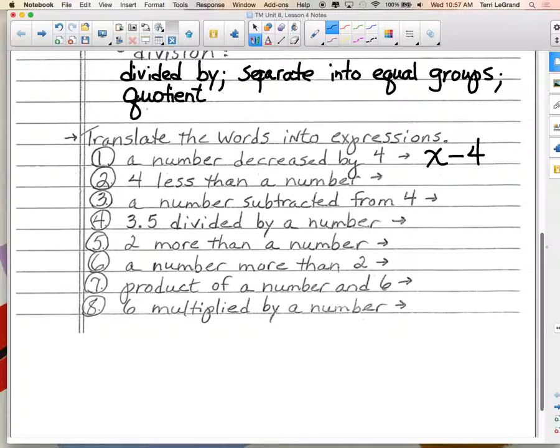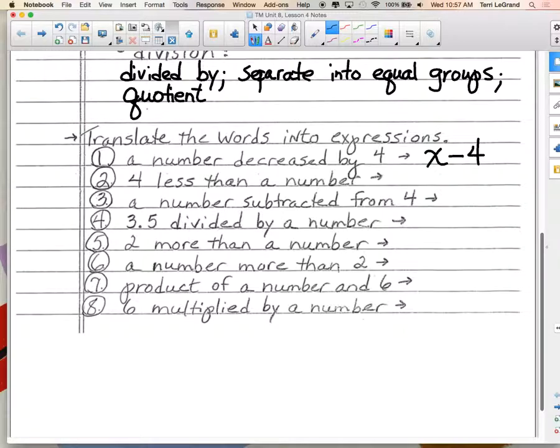You know that silly X, we never know what X is, do we, until we can figure it out somehow. Well, if order matters in subtraction, we can't flip that around. We have to write it in this order. A number decreased by 4. This is the only way we can write it.